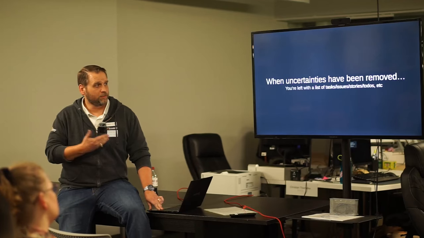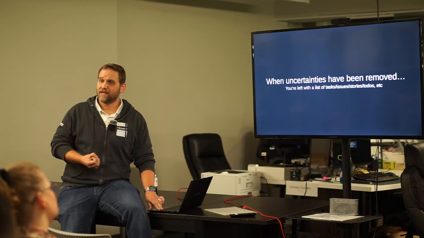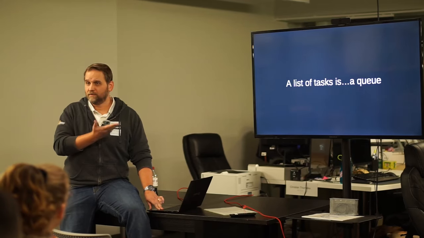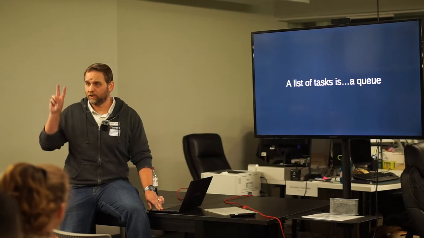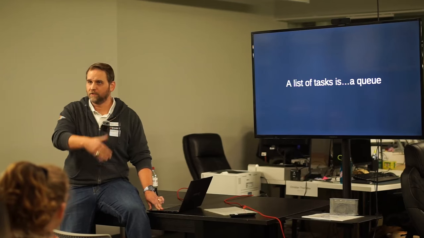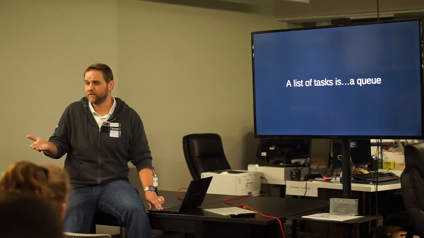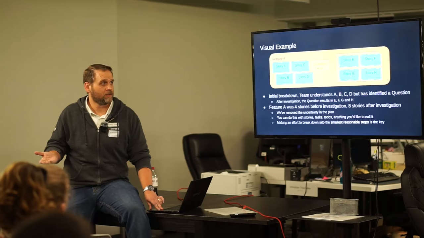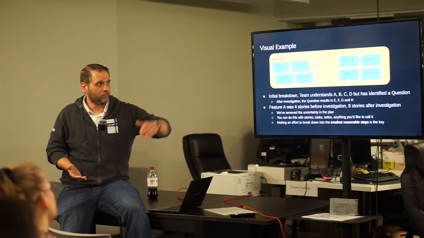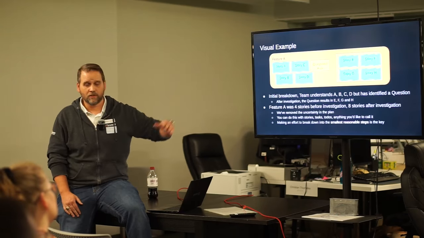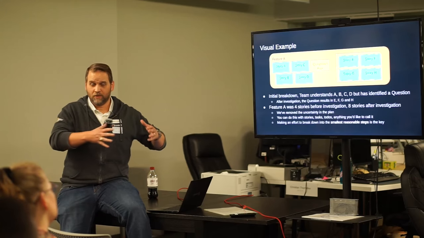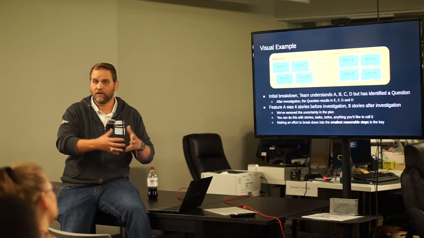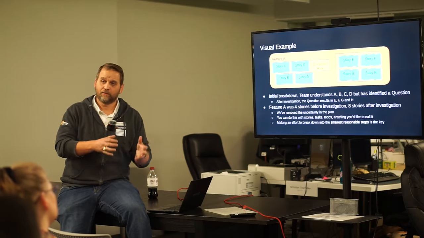And so when uncertainties have been removed, you're left with a list of tasks, issues, stories, whatever you want to call them in your environment. And you just have to count them because a list of tasks is a queue. That's all a queue is. He's using the term to remain consistent with the scientific methodology. But a list of tasks is just a queue. A list of stories is a queue. And essentially, if you're breaking down stories and you've got a question or a risk or something that you're uncertain of, your estimate is not complete until you've removed the uncertainties. So you go through, you break down stuff, you identify your uncertainties, and then you focus on removing those.